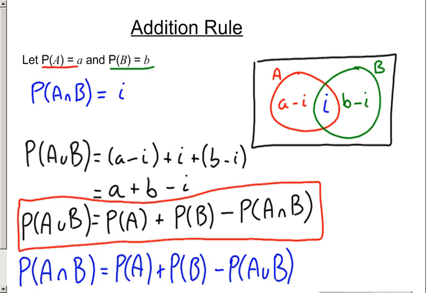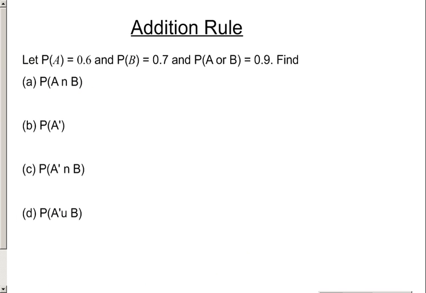So let's have a look at an example of how we can use this. Here we're given the probability of A is 0.6, the probability of B is 0.7, and the probability of A or B is 0.9. The first thing we'll have to find is A intersect B. Well, the first thing we notice here is that the probability of A or B is also the probability of A union B, which is the proper way of writing that.